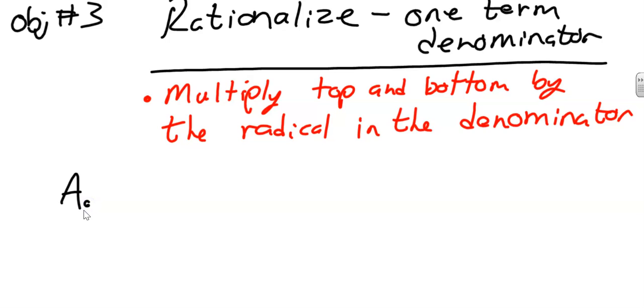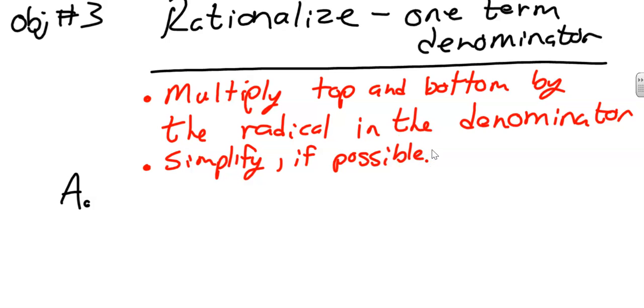Okay, now actually, I lied. There's one more thing to do after that. And that's pretty much the case with any radicals you do. You simplify if it's possible. It's 50-50 on whether it's going to simplify or not. Maybe, maybe not. It just kind of depends on the number.